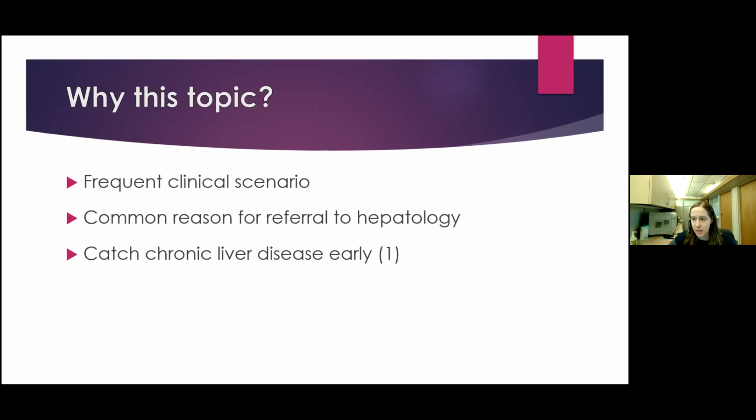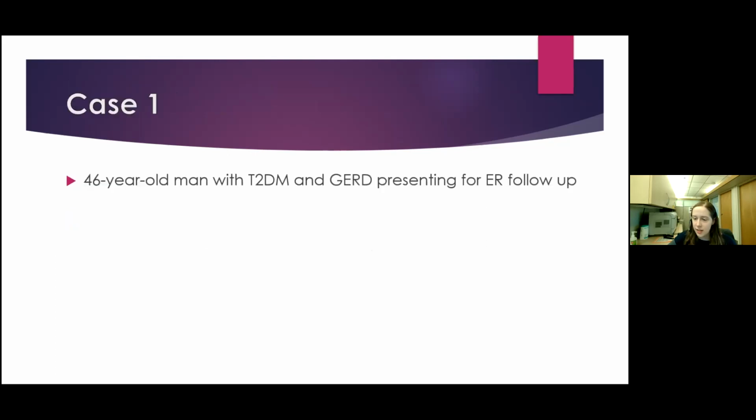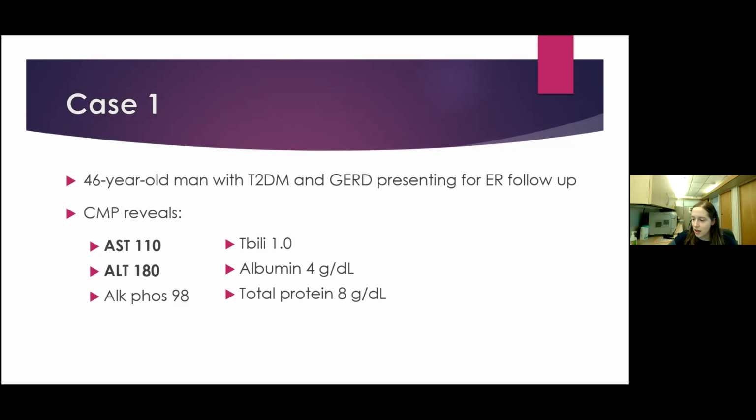So we're going to go through some cases together today. This is our first case. This is a 46-year-old man. He's a type 2 diabetic, has a history of GERD. He's coming into clinic today because he was just seen in the emergency room with chest pain, had an unremarkable workup. Ultimately, they thought this was secondary to his GERD, but as part of his workup there, he did get a CMP. This showed an elevated AST of 110, an ALT of 180, an alk phos of 98. T-bili normal at 1, albumin of 4, and a total protein of 8. You diligently look through Epic and you see that a couple of years ago, he had a CMP that was completely normal.